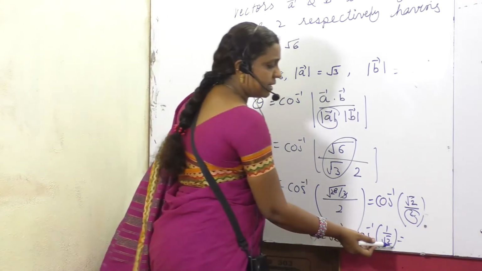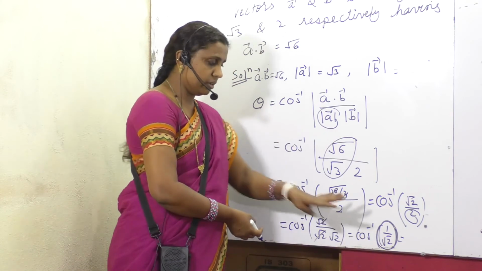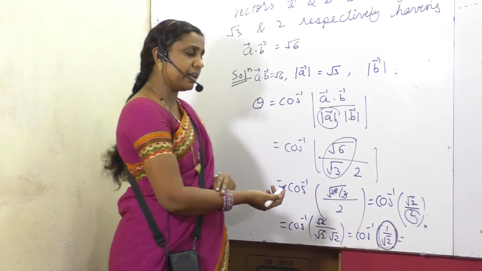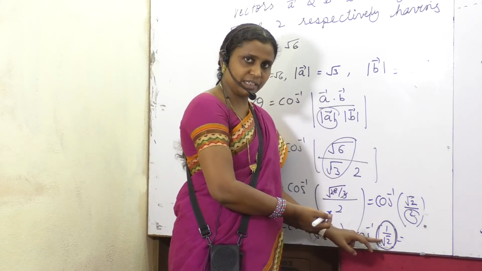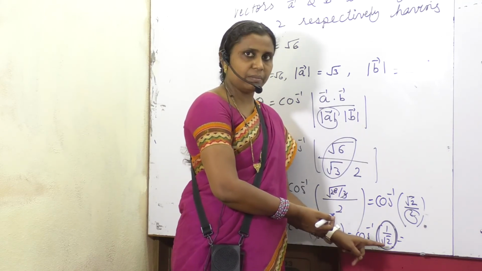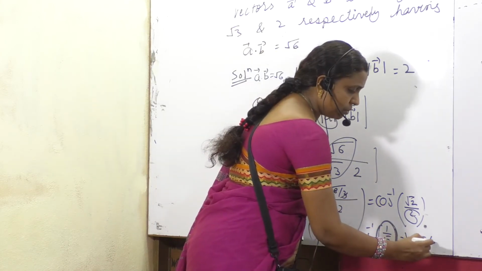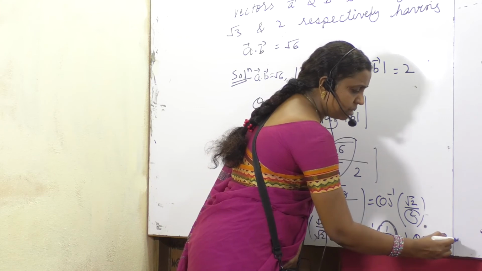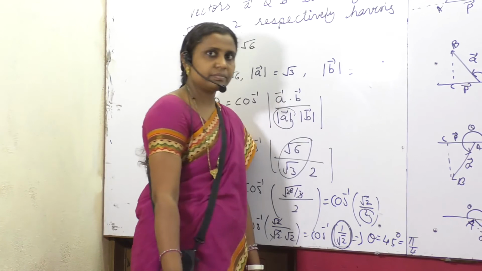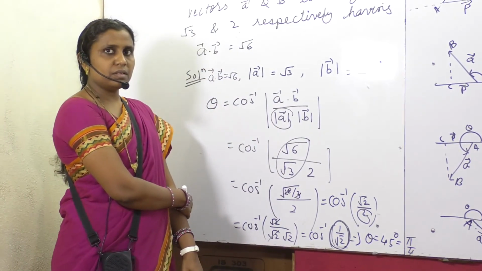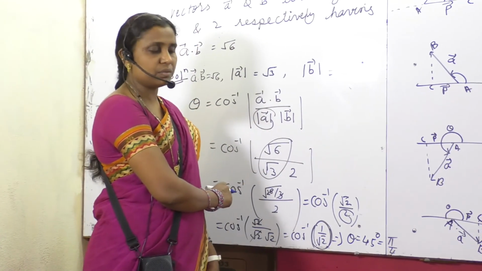So for which standard angle will it be 1 by root 2? If it is known, you just declare it, otherwise this is also sufficient. As we are aware, there are a few standard angles. Cos 45 degree, is it 1 by root 2? So what can you say? Theta is equal to 45 degree, or in terms of pi, if you are supposed to write, pi by 4. Pi by 4, 45 degree or pi by 4.